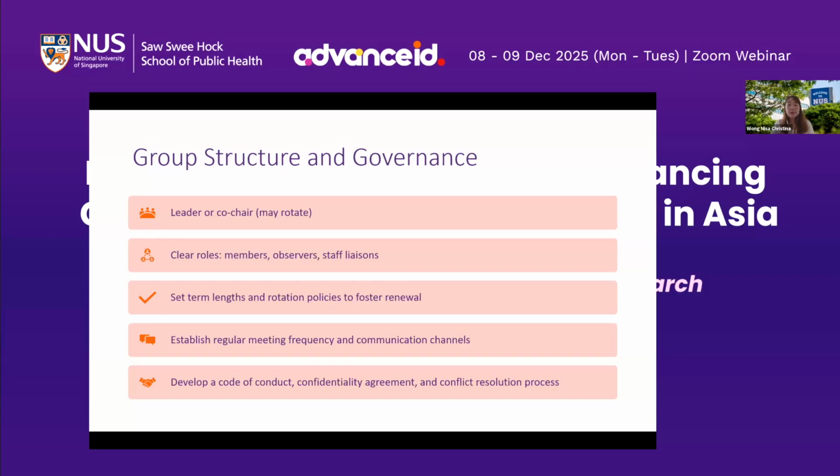Establishing regular meeting frequency is also very important. Some CAGs meet monthly, some meet quarterly, but then they may meet monthly if there are more urgent or more pressing issues to discuss. And also developing a code of conduct and a confidentiality agreement can help with protecting sensitive information and also support a safe environment for honest discussion.